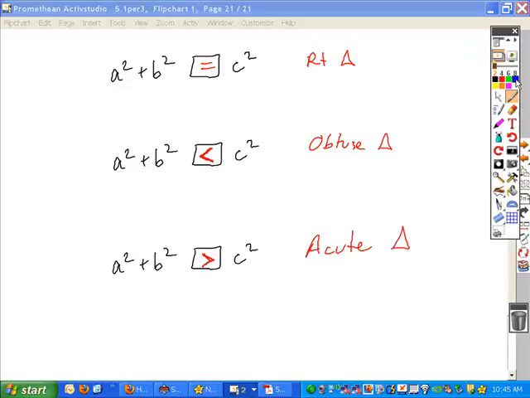Okay. So if I gave you values of 4, 6, and 7, I want you to see what type of triangle this would create. A right triangle, obtuse, or acute? A and B are the smaller two sides. C is the longest side, no matter what order they actually present the material in.